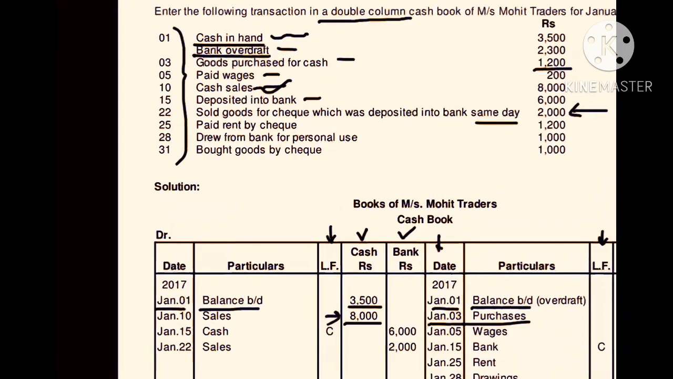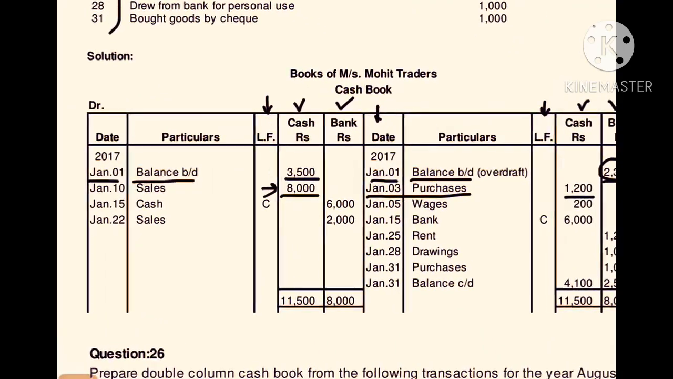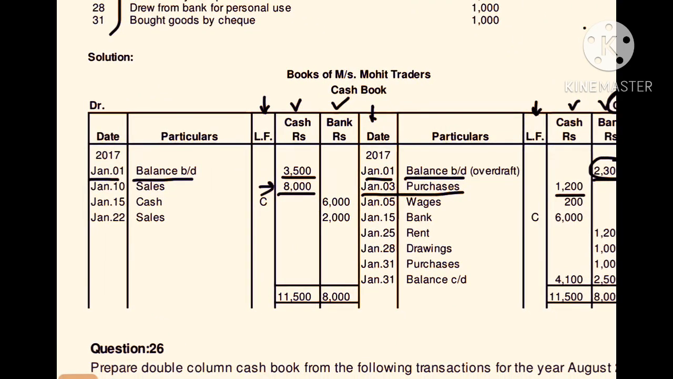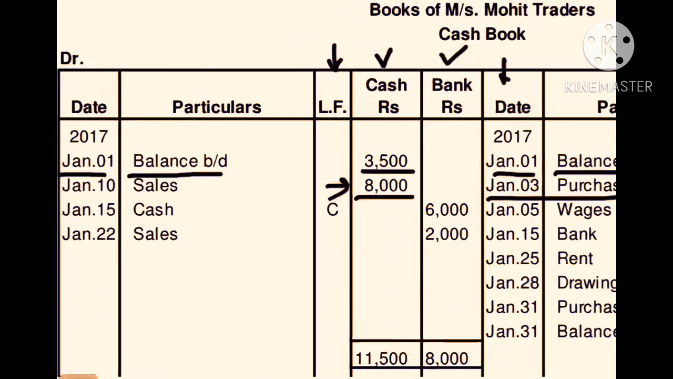My friend, I hope you remember that in the last video I talked about the contra entry, and I told you there are two different types of contra entry: number 1, when we deposit money into the bank, and number 2, when we withdraw money for official use from the bank. Now here the first point is on January 15, when we are depositing money into the bank. We write on the debit side cash, in the ledger folio C for contra, and the amount is in the bank column.